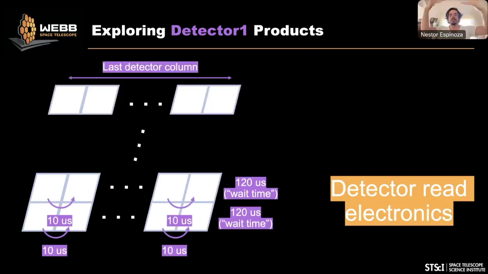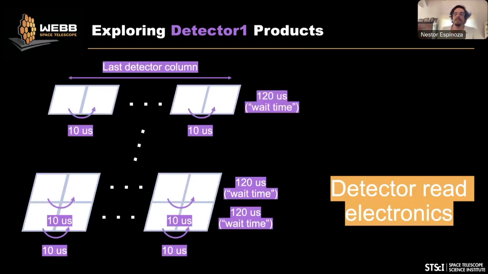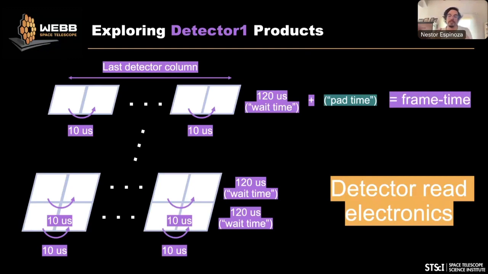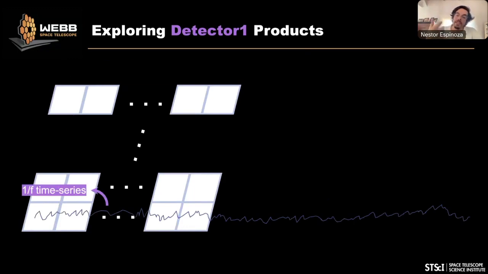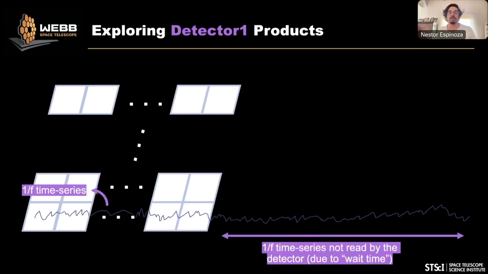So we read everything sequentially until the last detector column. At the end, we add a little pad time, a little bit of extra time so everything gets synchronized. That's what you typically understand as the frame time, the frame time that you typically read in the JWST documentation. In the meantime, the reading mechanism has its own noise, because no electronics is noise free, and that includes the readout electronics on board JWST. In particular, the readout electronics for the near-infrared detectors have this underlying noise that is a 1/f time series, and you read this noise together with your counts too.